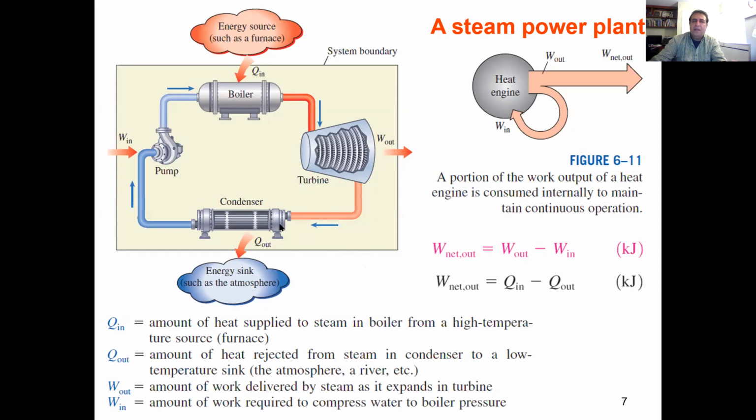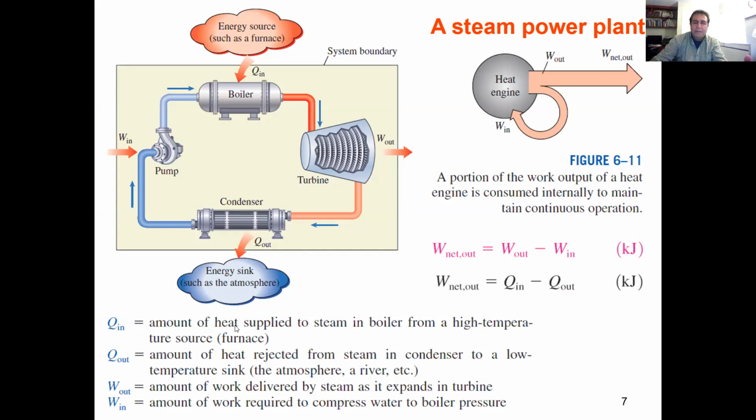In a steam power plant, the net work out is the difference between the work out minus the work in, okay? Or the work of the cycle that we used to call in a heat engine. And W net out could be written as Q in minus Q out, okay? In terms of energy transfer as heat.